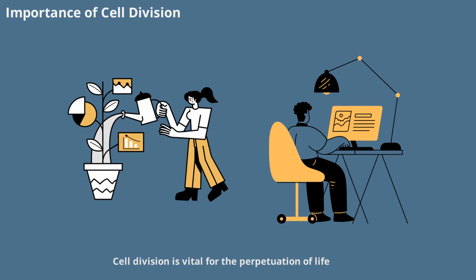Cell division is vital for the perpetuation of life. It enables multicellular organisms to grow, reach adult size, replace damaged cells, and maintain a constant number of cells. Without cell division, life would not be able to adapt, repair, or reproduce, making it a fundamental process in biology.